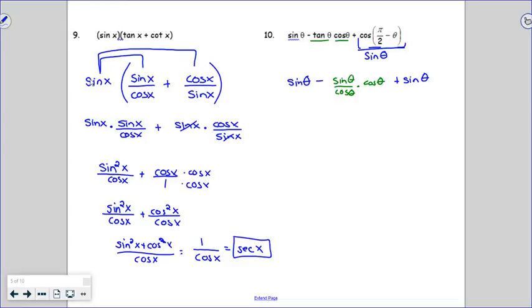Okay. In that middle term, that is multiplication. Again, order of operations, we would multiply first. Cosine and cosine would cancel there, which would leave us with sine of theta minus sine of theta plus sine of theta. And sine of theta minus sine of theta would be gone, leaving us with just sine theta.